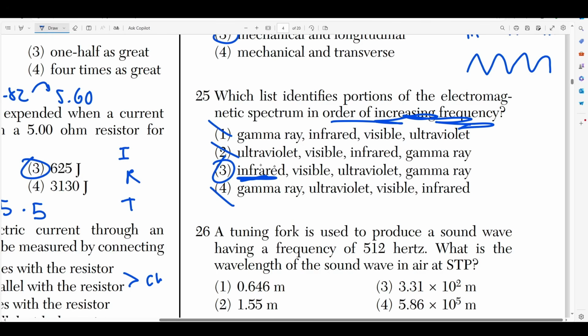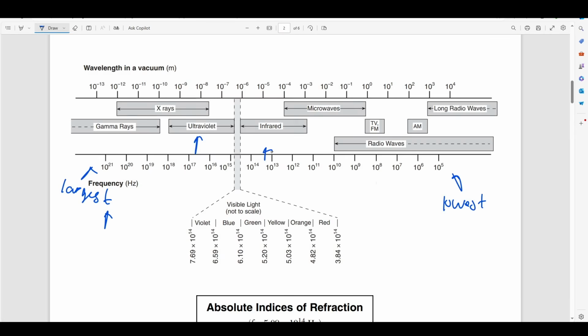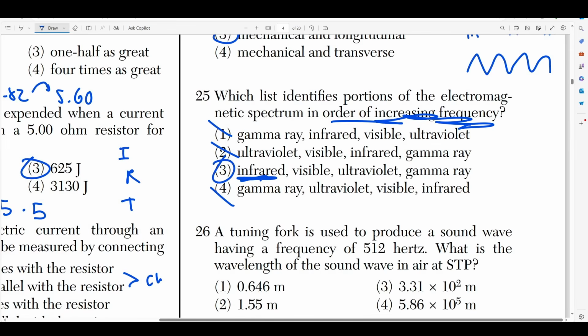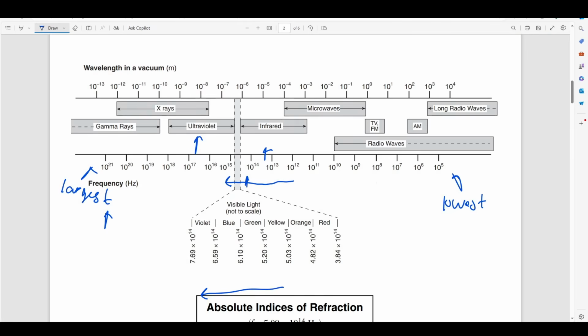So here it goes infrared, which is here, then it goes visible. Just notice that the way they order it, it's as if it's moving along this axis, which is increasing with frequency as you move in a specific direction, right? So you go infrared, then you go visible. So yeah, that is an increase. Then you go ultraviolet, which is another increase, and finally you go gamma ray, which is also an increase.